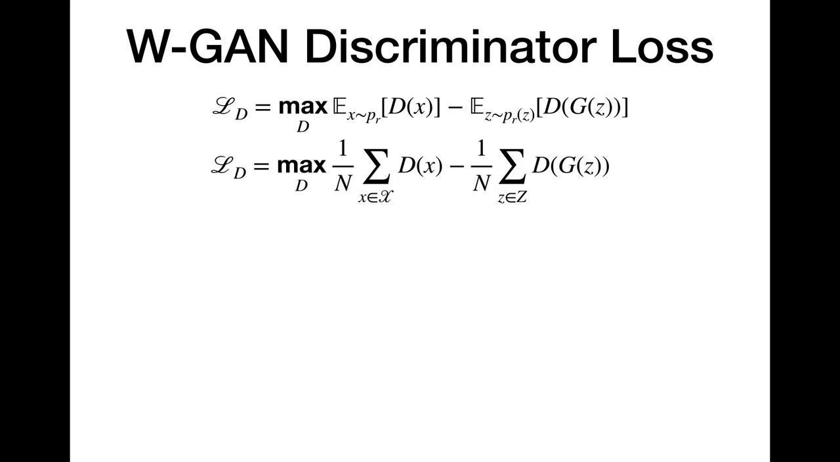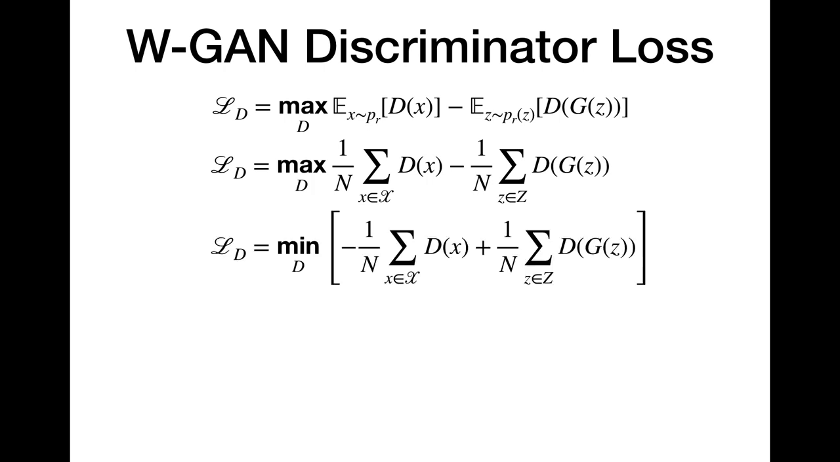Here, we simply replace the expectation over the real images and the fake images with sample averages of the two. Next, we write the maximum as the negative of the minimum. And this is the final form of the loss for the discriminator.